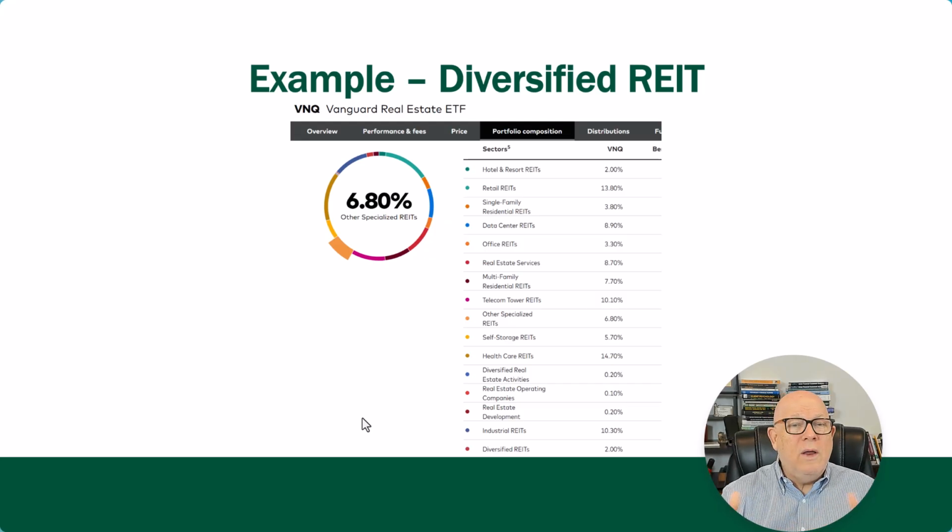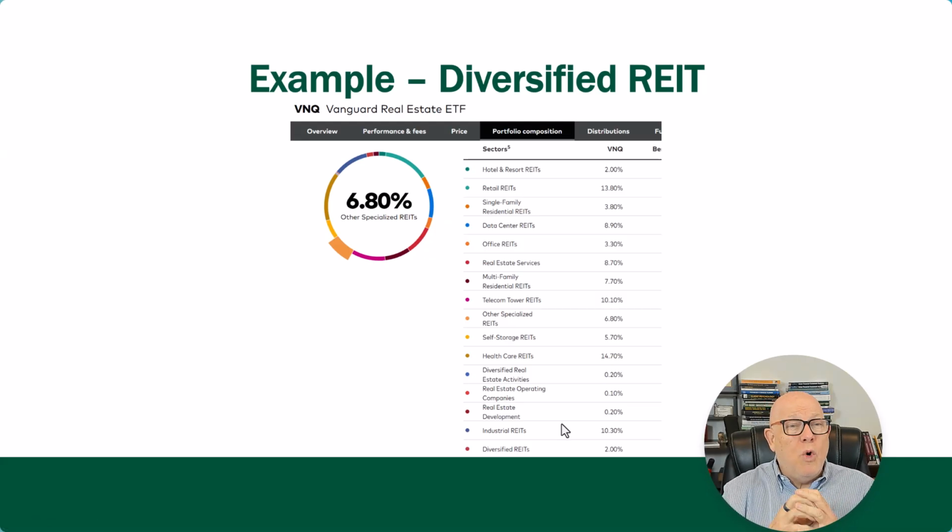So this is one example of a very diversified REIT. I happen to own this one. This is the Vanguard Real Estate ETF. The ETF is invested in individual REITs, okay? So instead of buying the REITs directly, you buy the ETF, and then the ETF is buying hotel REITs, retail REITs, single-family home REITs, data center REITs, extremely diversified, so very broad exposure.